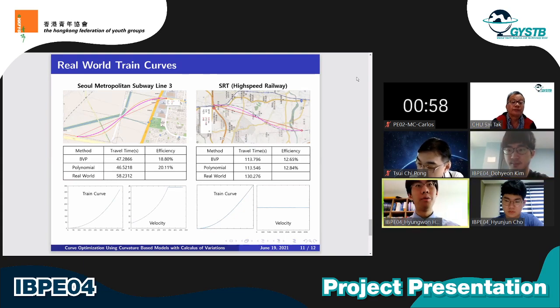We applied our optimal train curves to some real-world situations. These are two situations in our country, South Korea, and we applied it to one subway line and a high-speed railway track. And we showed that our optimal curve in pink could reduce time by 10 to 20%.